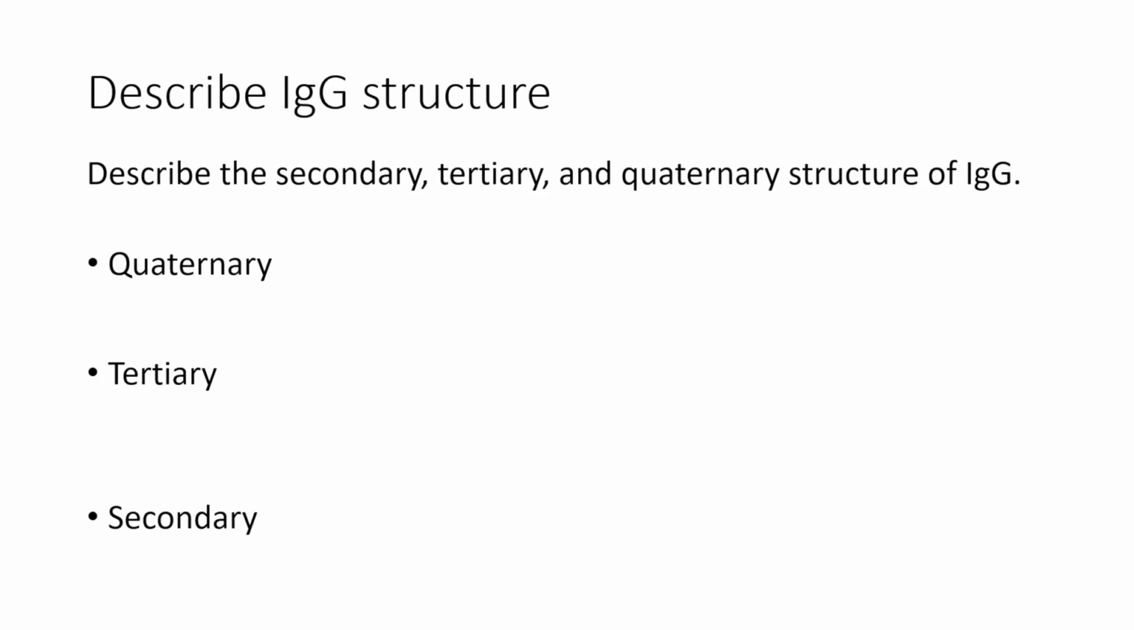All right, so let's talk about the structure of IgG. Does somebody want to start us off with the quaternary structure? Like thinking about subunits. How many do we have? Are they the same or are they different?